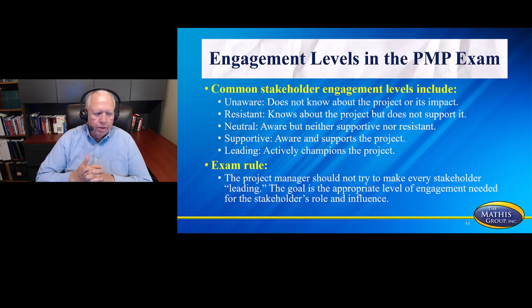Engagement levels in the PMP exam. So common stakeholder engagement levels will include these 5 different levels. Unaware, does not know anything about the project or its impact. The resistant stakeholder that knows about the project but does not support it. The neutral stakeholder, which is aware but neither supportive nor resistant. The supportive stakeholder, which is aware and supports the project, and then leading, which actively champions the project.